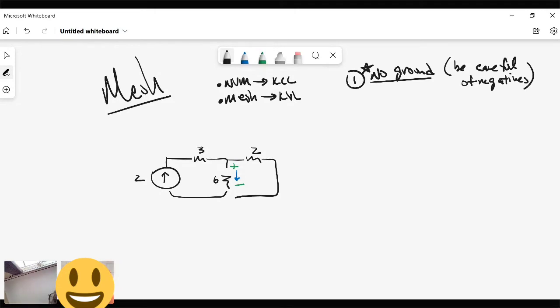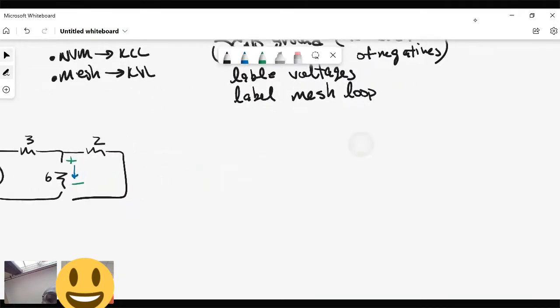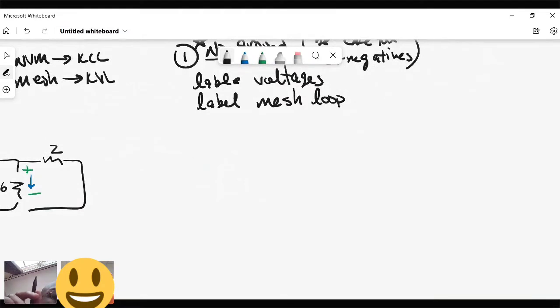But we will label the currents, and we're going to label our mesh loops. That's what we call them, mesh loops. What is a mesh loop? A mesh loop is the smallest loop that you can draw. It's your circuit divided into the smallest loops possible. Okay. And so I'm going to draw them up.